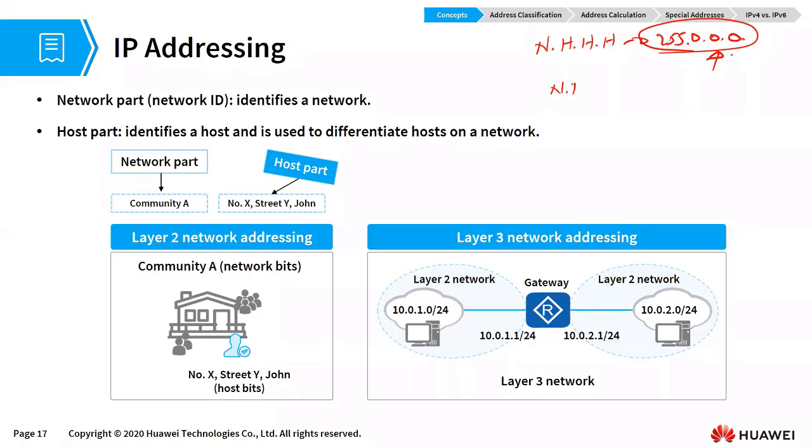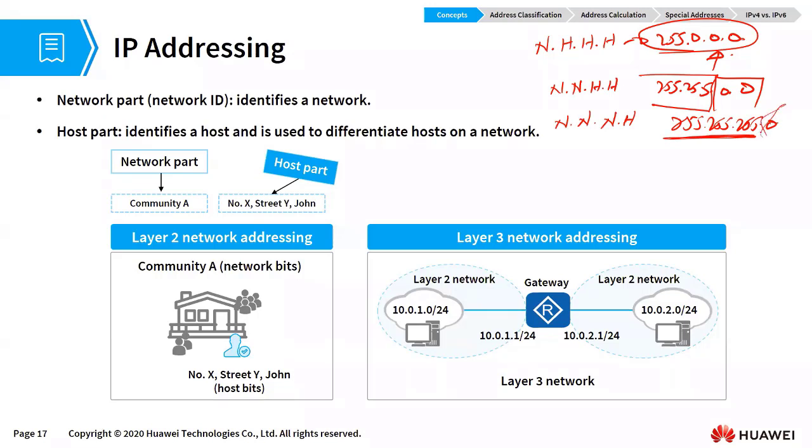If we have network.network.host.host, which is like saying 255.255.0.0, we are going to have the same number of networks and hosts. If we have network.network.network.host, same as saying 255.255.255.0, we are going to have very many networks and fewer hosts in each network. The first type is called class A, the second type is called class B, and this one is called class C.